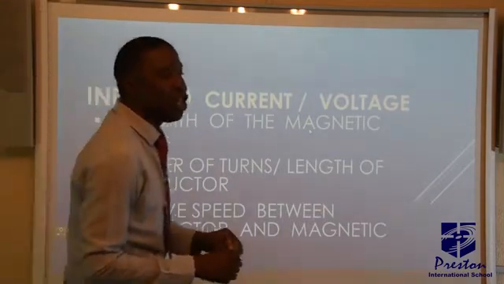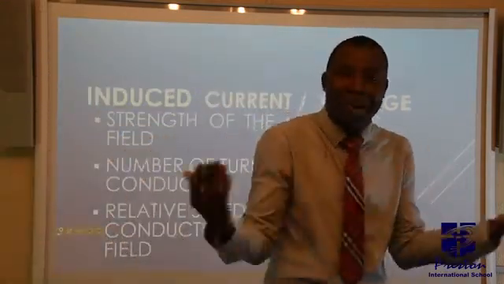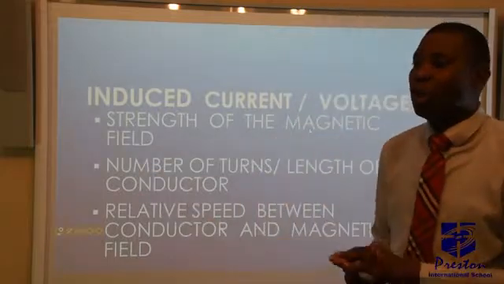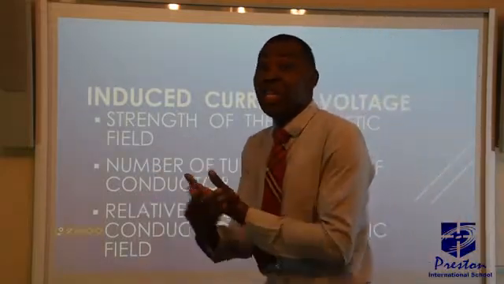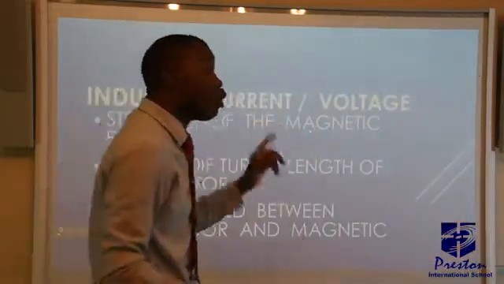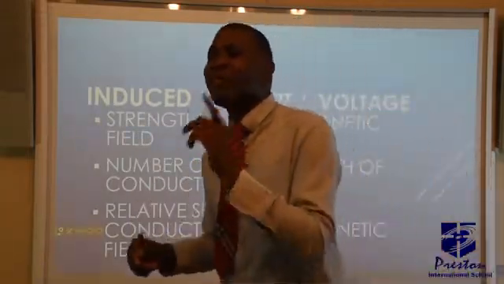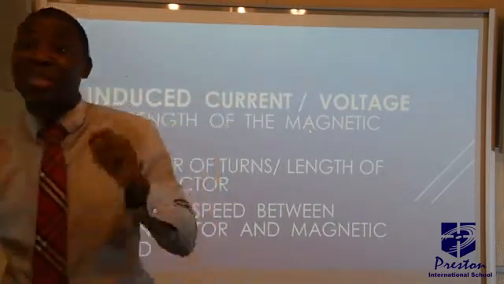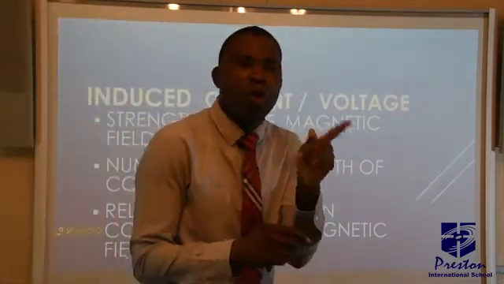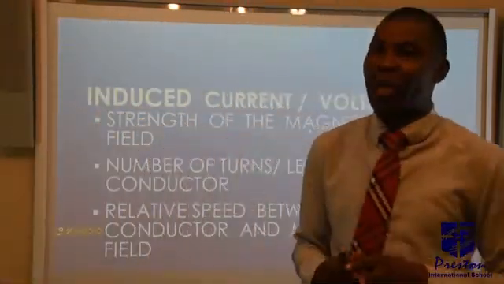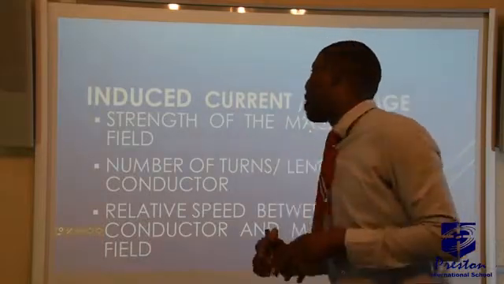A large amount of current induced in it. Thirdly, the relative speed between the magnet or the magnetic field and the coil, the conductor. If the speed is large, then the deflection of the galvanometer will be large. But if that speed is low, then the deflection of the galvanometer will be low. Great deflection means that much current has been induced, but low deflection means that a little amount of current has been induced.